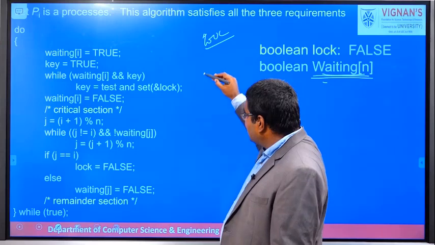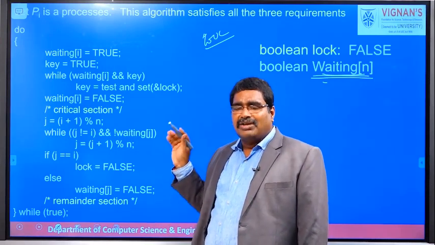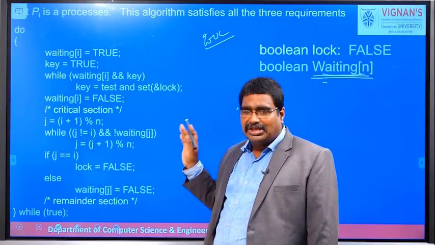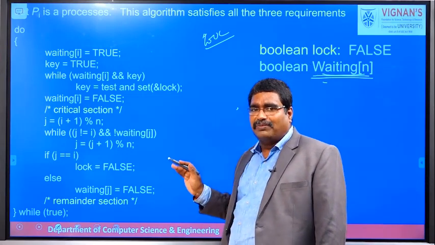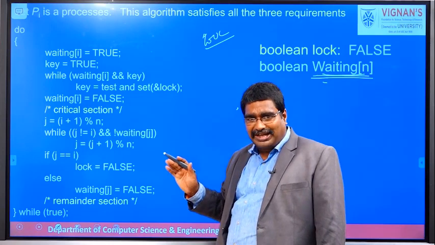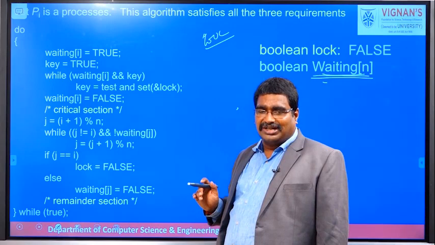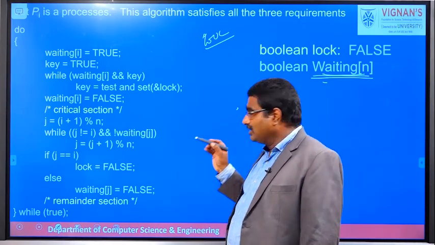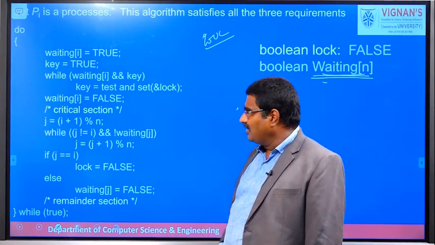So, to satisfy the conditions of mutual exclusion, progress and bounded waiting, every process uses two global variables. One is lock, a global Boolean variable whose initial value is false, and the other is waiting, a Boolean array. Initially, no process is waiting to enter the critical section. For that reason, waiting of 0, waiting of 1 and so on up to waiting of n minus 1 are all false.